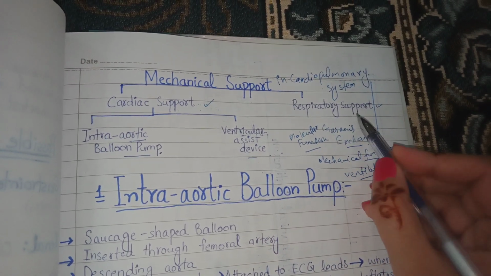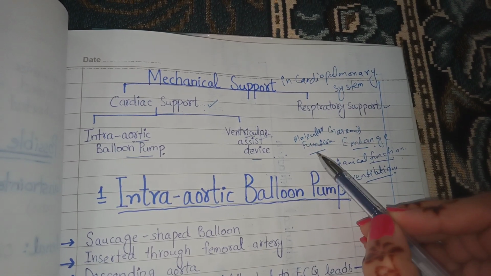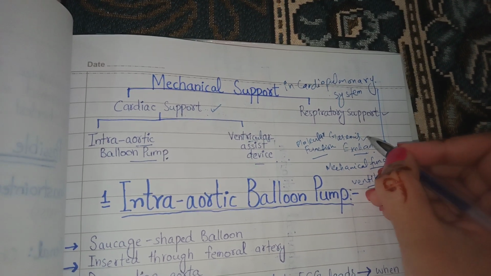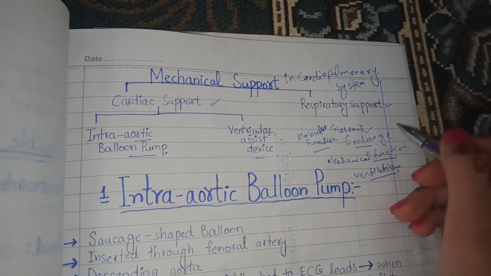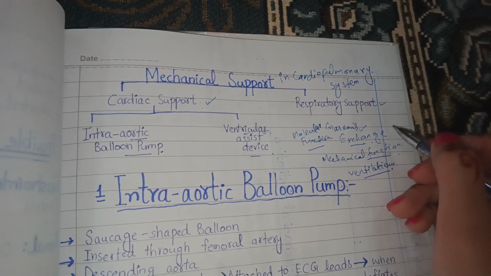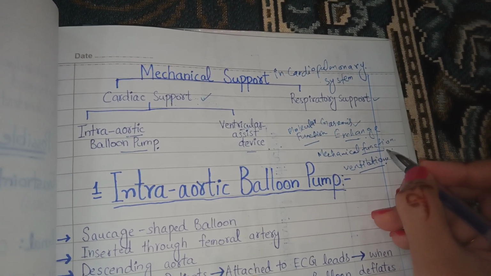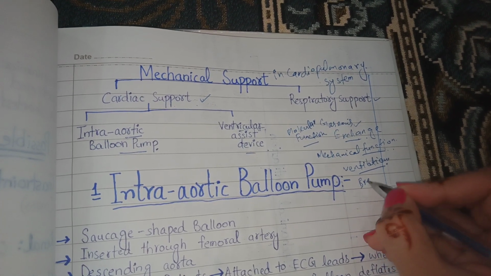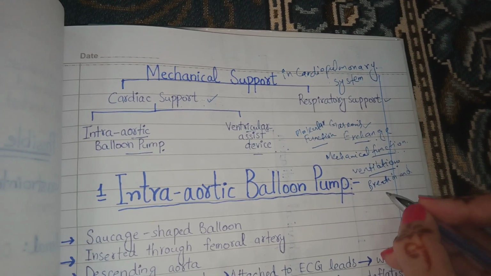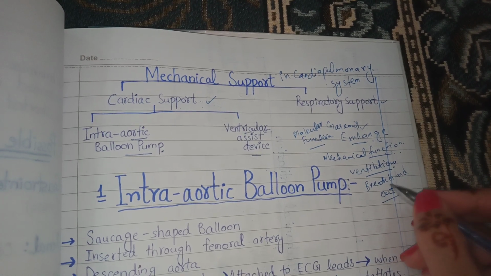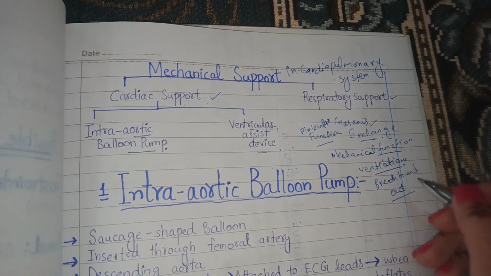Now, the second type is respiratory support. Why do we need to give respiratory support to patients? As we know, the main function of the respiratory system is gaseous exchange. If for any reason gaseous exchange is not occurring, then we need to give respiratory support or a respiratory device to the patient so that gaseous exchange can take place in the body and he can respire properly. Then the mechanical function of the respiratory system is ventilation. Ventilation means breathing in and breathing out. In the same way, if the patient's ventilation function is disturbed or he has difficulty in breathing in or out, then we also give respiratory support so that he or she can ventilate properly.